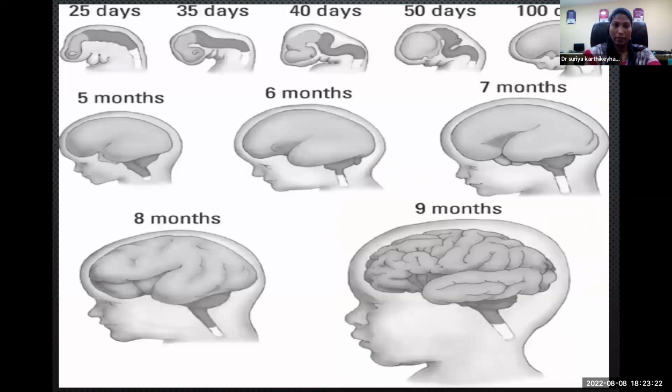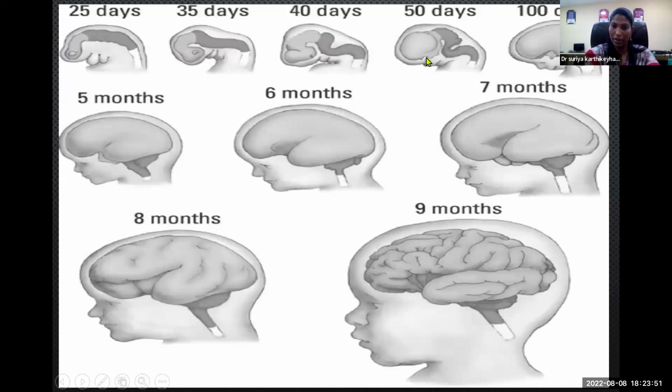And this is again about the development. At around stage 25, it is only a neural tube. And then at 35 days, the cranial end is going to fold here. The pharyngeal apparatus is forming at the neck level. And then it is going to form all these flexures. In the next few days, that is 40 days and 50 days, it is going to form the vesicles, that is the forebrain, midbrain, and hindbrain vesicles.